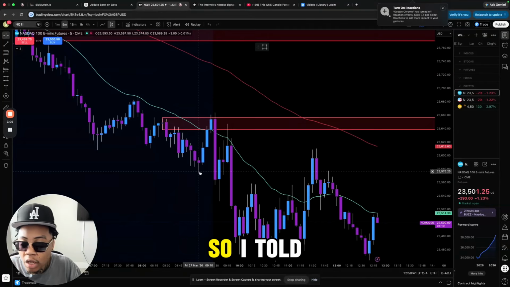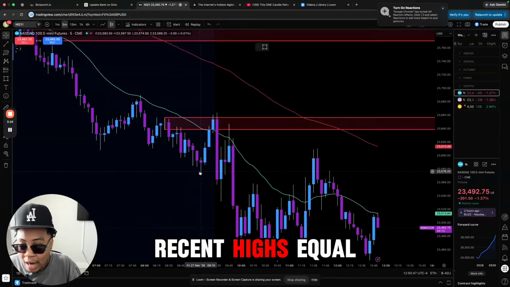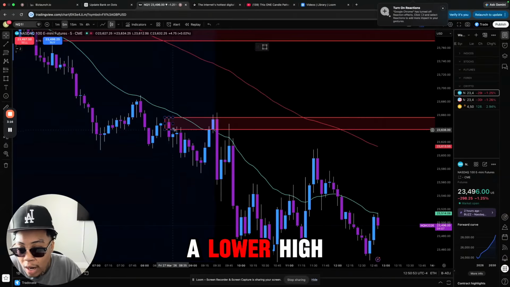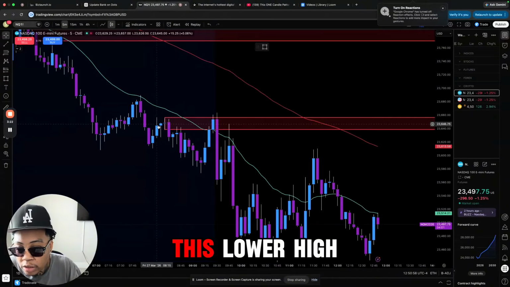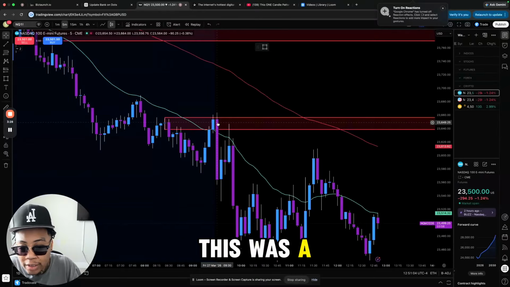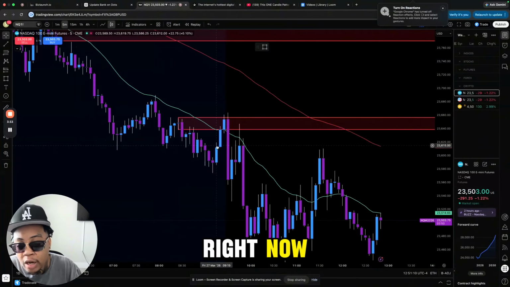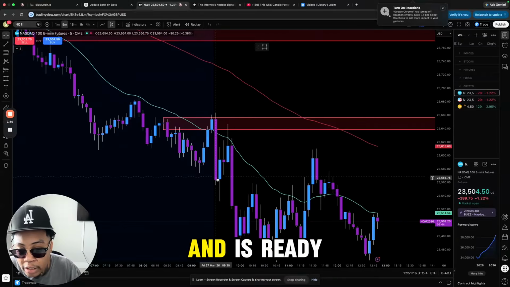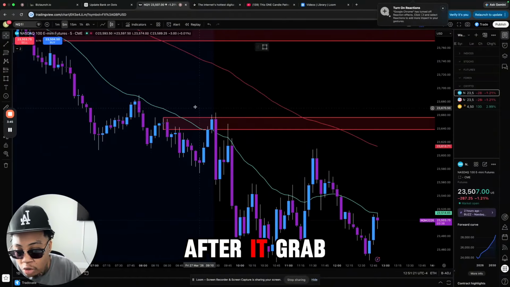So I told y'all that liquidity likes to come and grab recent lows, recent highs, and equal lows. This right here was a lower high, right? Price literally came up and wicked above this area to take out this lower high. After I got this lower high, this was the 9:30 candle. This 9:30 candle right here completely shot down, right? Now, a lot of people will get FOMO and see that this big move is happening and be ready to jump into this trade, right? No, I simply just let this play out after it grabbed my liquidity.